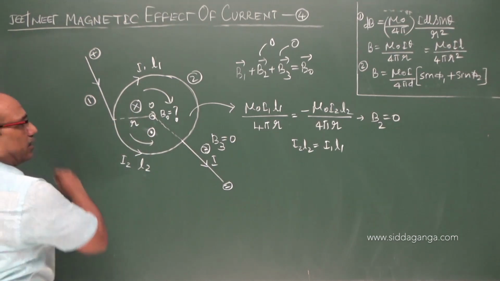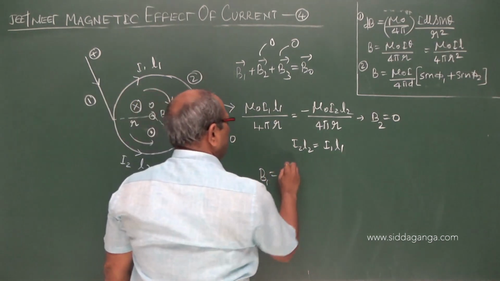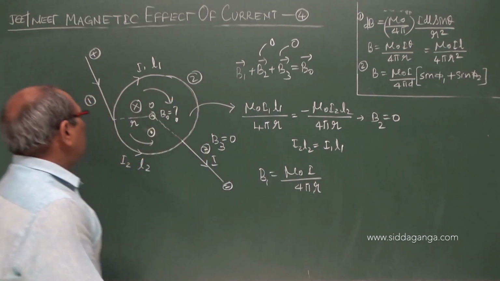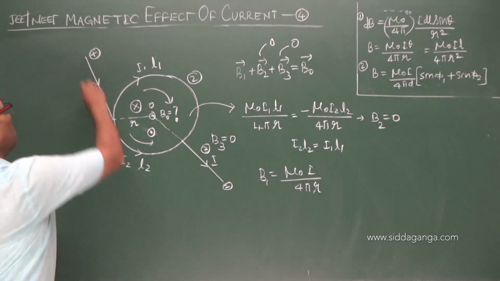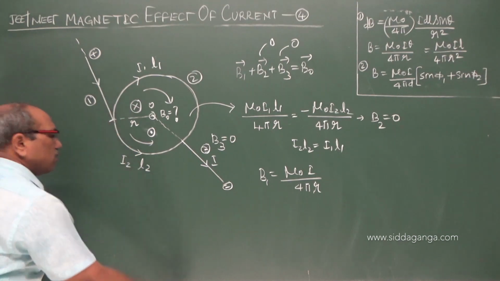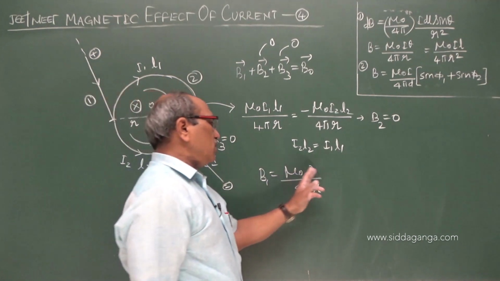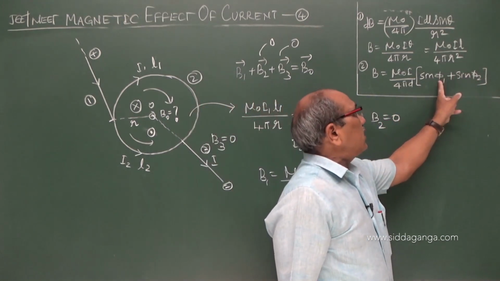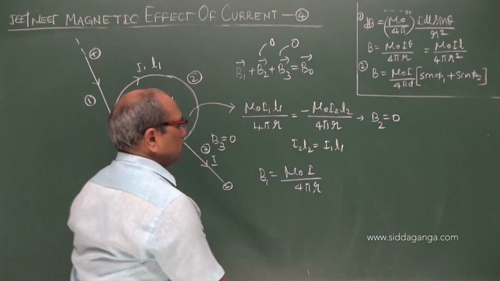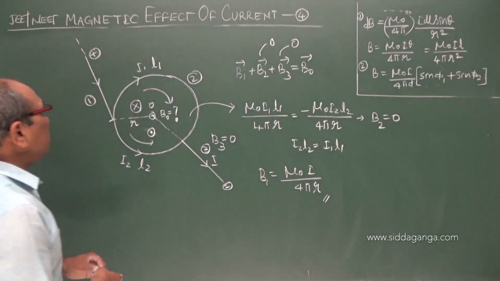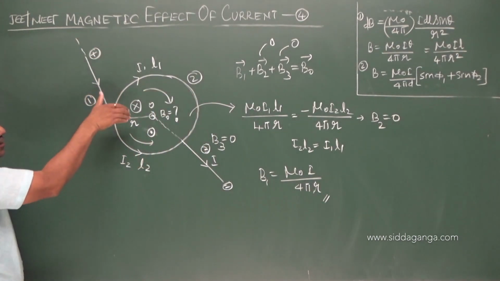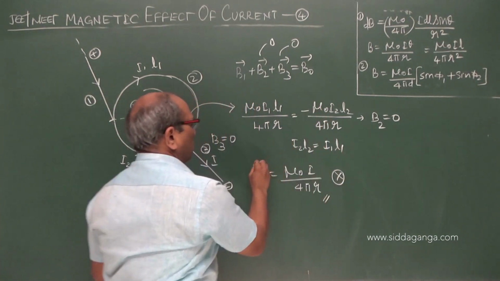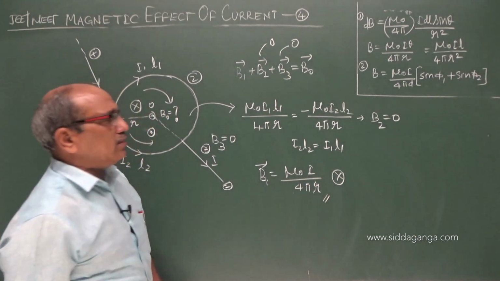Only B1 can give you the field. That I can write directly as mu naught I upon 4 pi R, because half the length of the wire is infinite, it is semi, the other half is left. Therefore, mu naught I upon 4 pi R. Otherwise, I can substitute here, it is 1 and another is sin 90, another is 0. So, we got this answer. The magnetic field in what direction? If you assume from this, it is into the board. That means cross. The magnitude and direction are given by this.